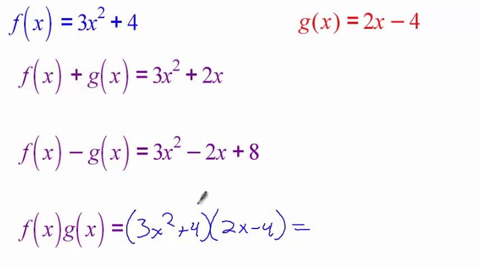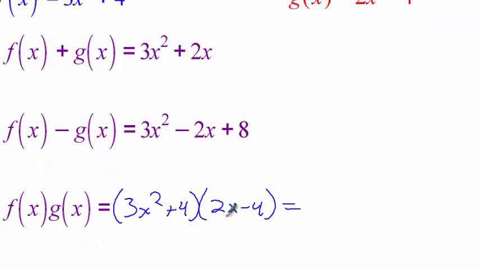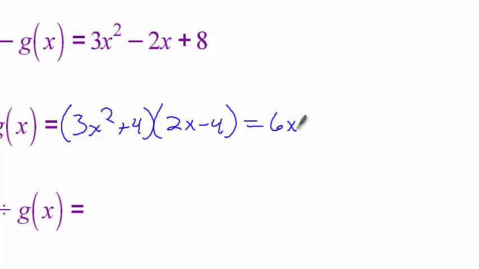So now this is exactly what I showed you in chapter 5. I gave you these and I said, perform the indicated operation. So what's 3x squared times 2x? 6x cubed, 3x squared times negative 4, negative 12x squared, and then plus 8x minus 16. And that's it. Nothing else can group. You have gotten rid of your parentheses.